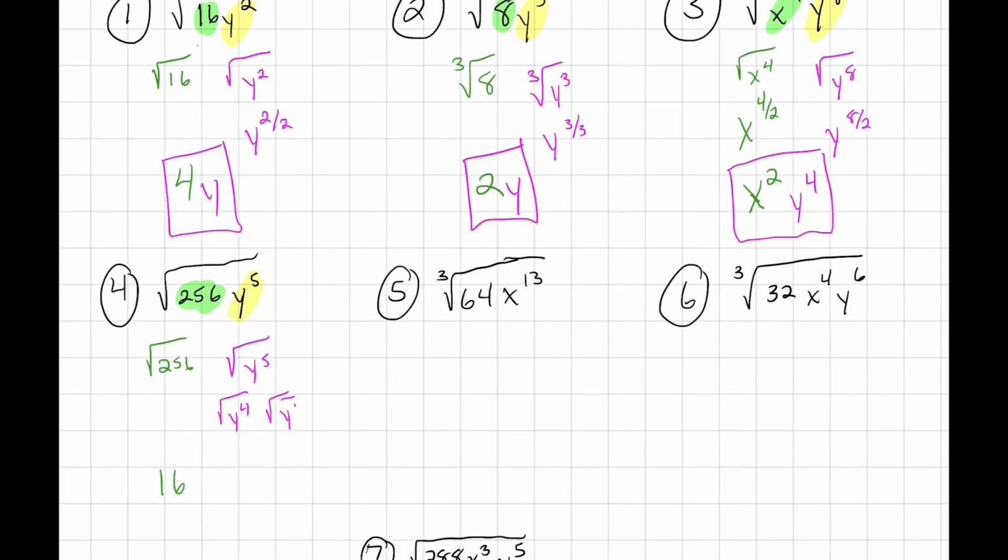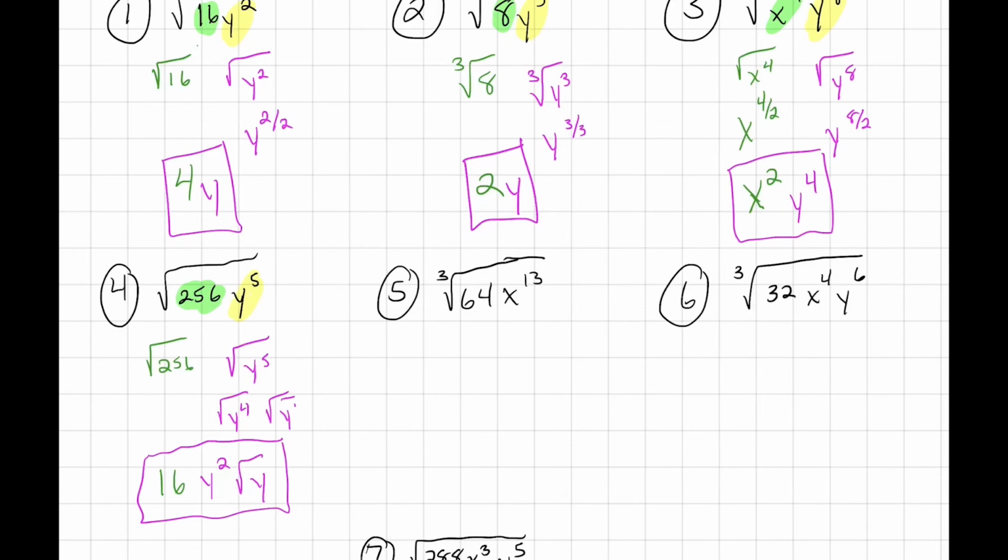I know that the square root of y to the 4th power can become y squared. And then we have our leftover piece of square root of y. Again, this looks like a little bit of a mess, but you're okay. This is a correct answer. Breaking that down again, I took the square root of 256 to get 16. I took the square root of y to the 5th, split it up into 2 parts, took the square root of y to the 4th to get y squared, and the leftover piece just got rewritten. And that's how you solve those.